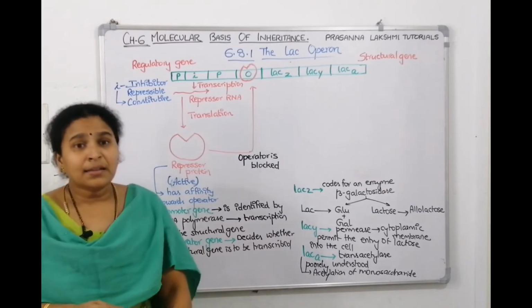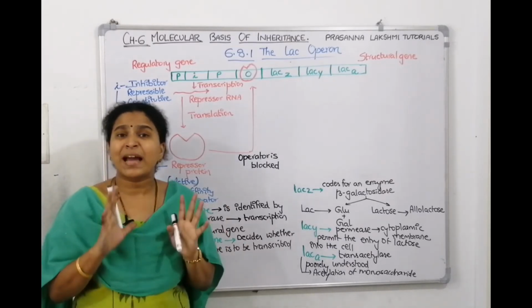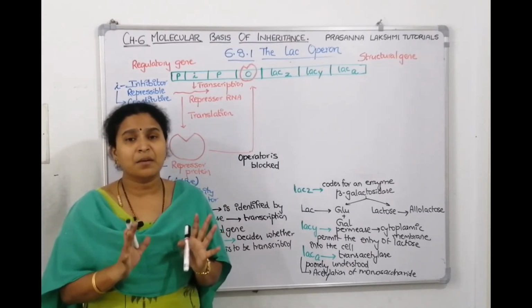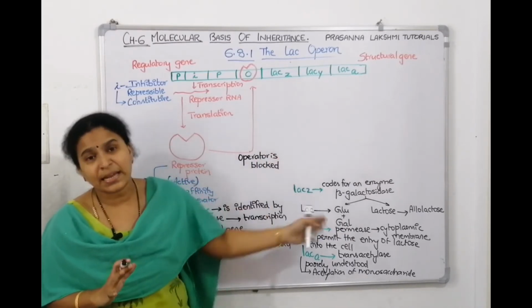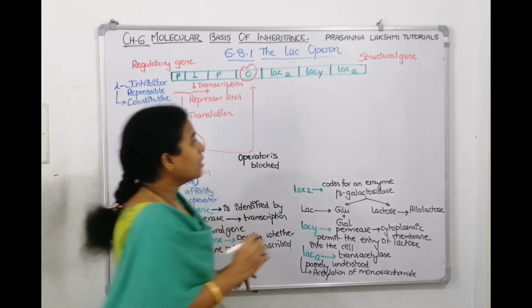Now we are saying that this operon contains genes which can be regulated. Which can be regulated means when there is a requirement, only then should they get expressed. Only then should this enzyme be there. Okay, let us see what that concept is.